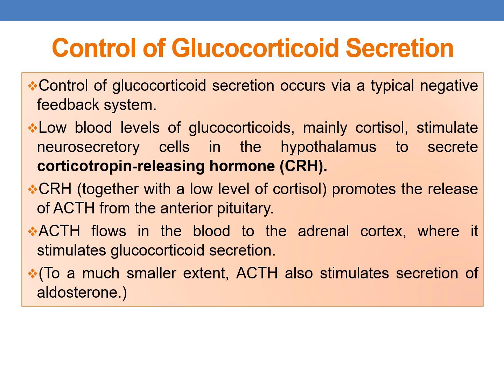The control of glucocorticoid secretion occurs via a typical negative feedback system. Low blood levels of glucocorticoids, mainly cortisol, stimulate neurosecretory cells in the hypothalamus to secrete corticotropin releasing hormone, CRH. This corticotropin releasing hormone along with low level of cortisol promotes the release of ACTH from the anterior pituitary. This ACTH flows in the blood to the adrenal cortex where it stimulates glucocorticoid secretion. And to a much lesser extent, ACTH also stimulates the secretion of aldosterone.